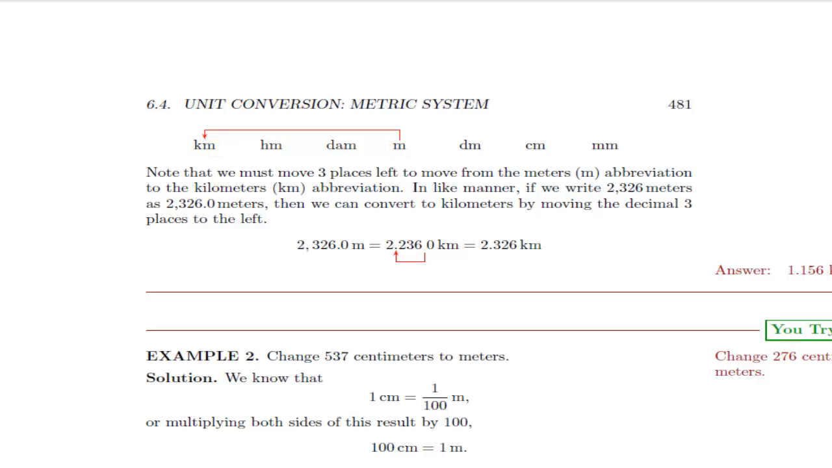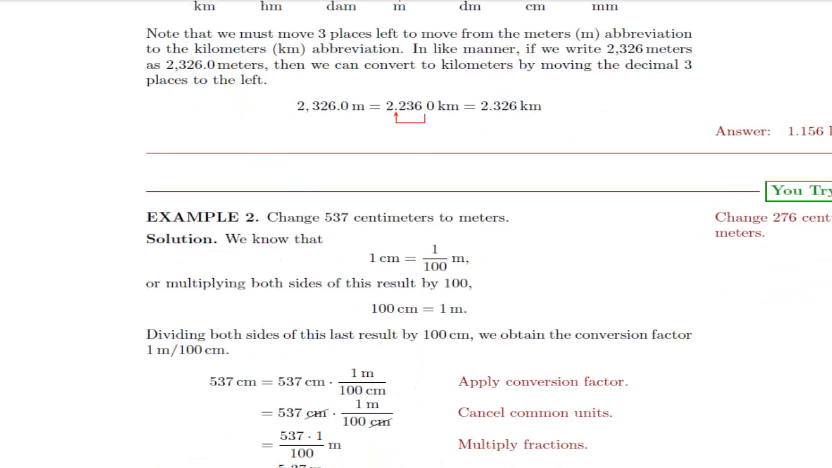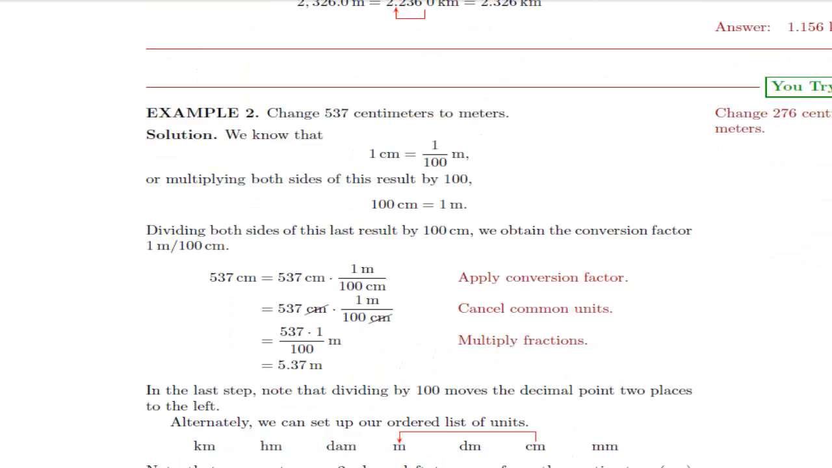In like manner, if we write 2,326 meters as 2,326.0 meters, then we can convert to kilometers by moving the decimal 3 places to the left. 2,326.0 meters equals 2.326 kilometers. Example 2. Change 537 centimeters to meters. Solution. We know that 1 centimeter equals 1 over 100 meters. Or multiplying both sides of this result by 100, 100 centimeters equals 1 meter. Dividing both sides of this last result by 100 centimeters, we obtain the conversion factor 1 meter over 100 centimeters.